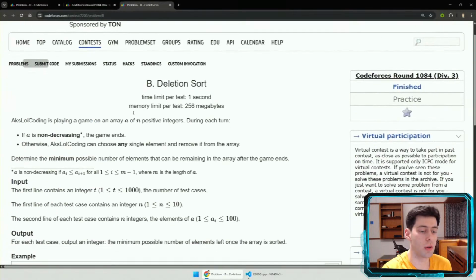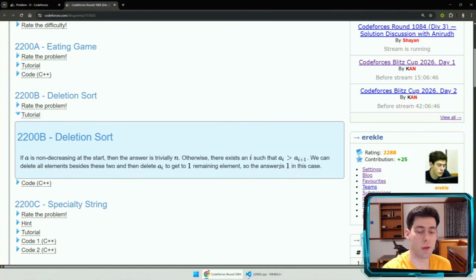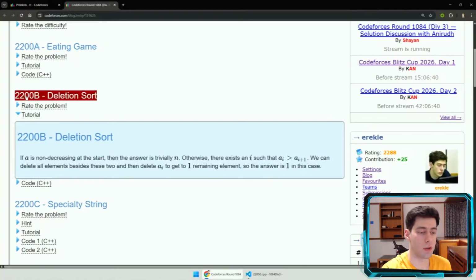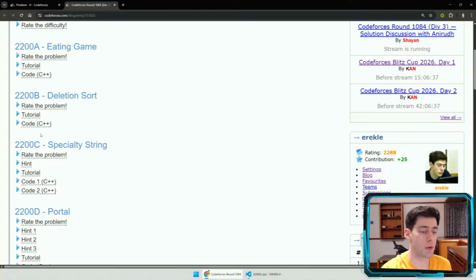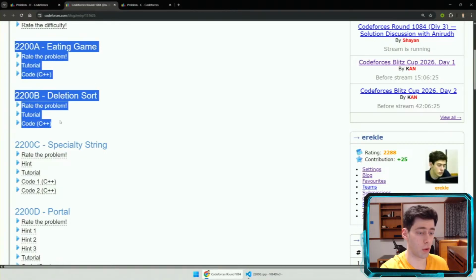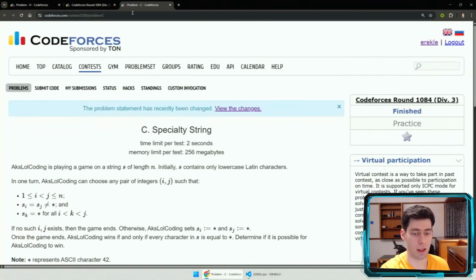Deletion sort. What's the minimum number of elements you can leave? Yeah, this was like either 2 or whatever. We can delete all elements besides these 2, and delete a_i to get 1 remaining. So the answer is 1. So these were observation based, but they were really simple. This problem was, I feel like, a step up. Like it wasn't very hard, but it was a big step up from these two. These two are like one-liners. This one you had to think.